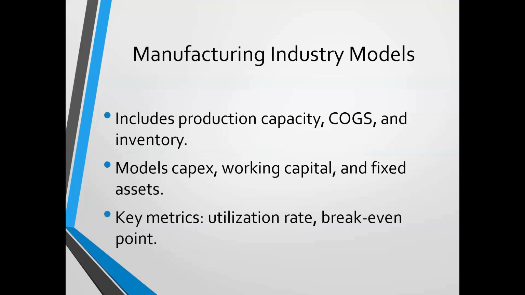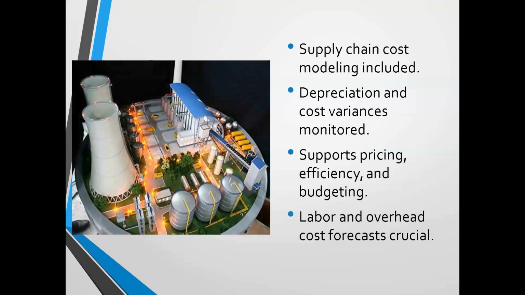Manufacturing industry models include production capacity, COGS, and inventory. Models capex, working capital, and fixed assets. Key metrics: utilization rate, break-even point. Supply chain cost modeling included. Depreciation and cost variance monitored. Supports pricing efficiency and budgeting. Labor and overhead cost forecast crucial.